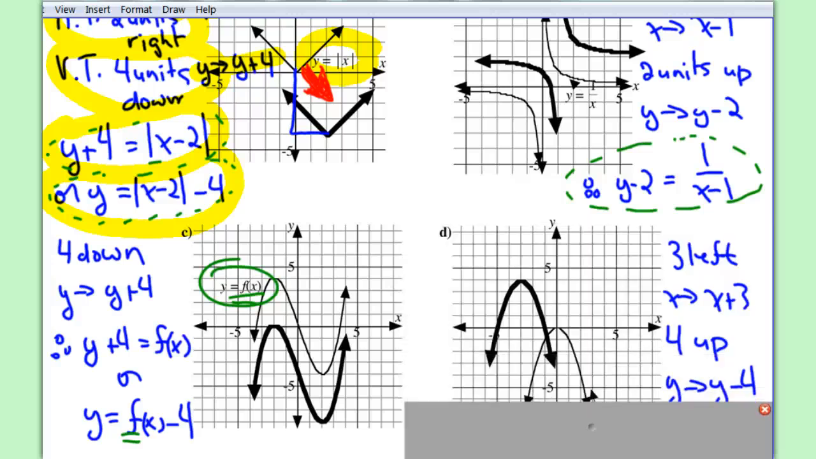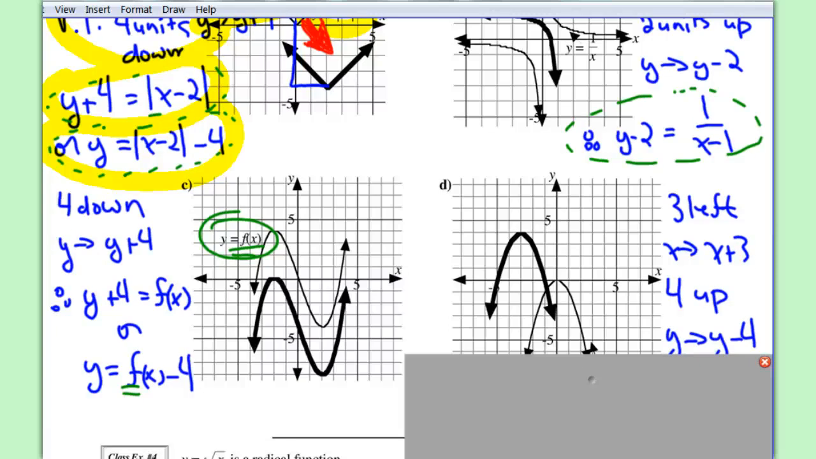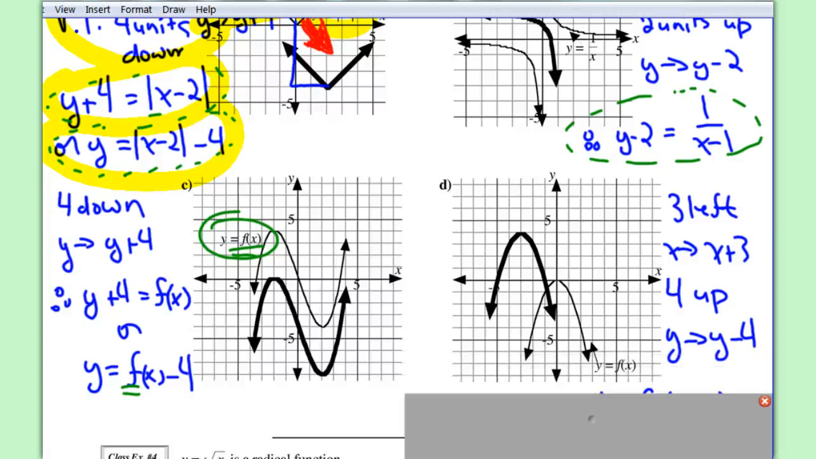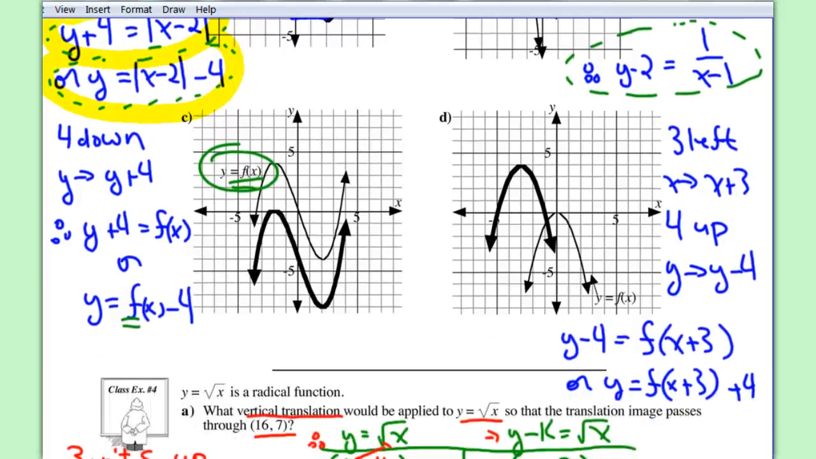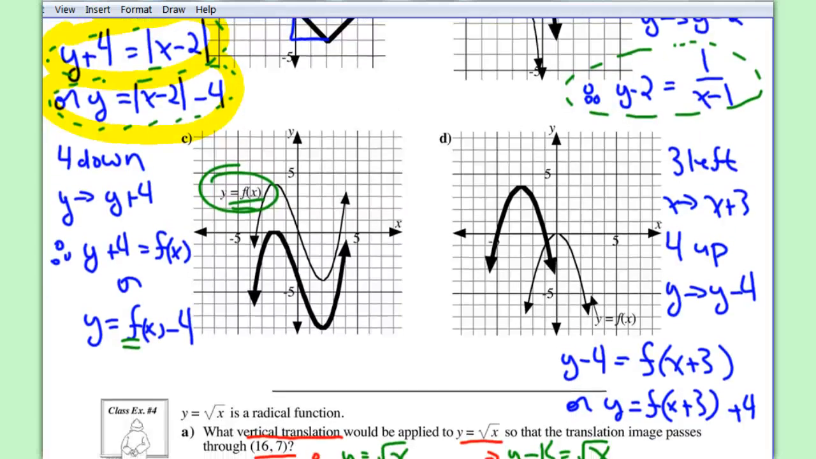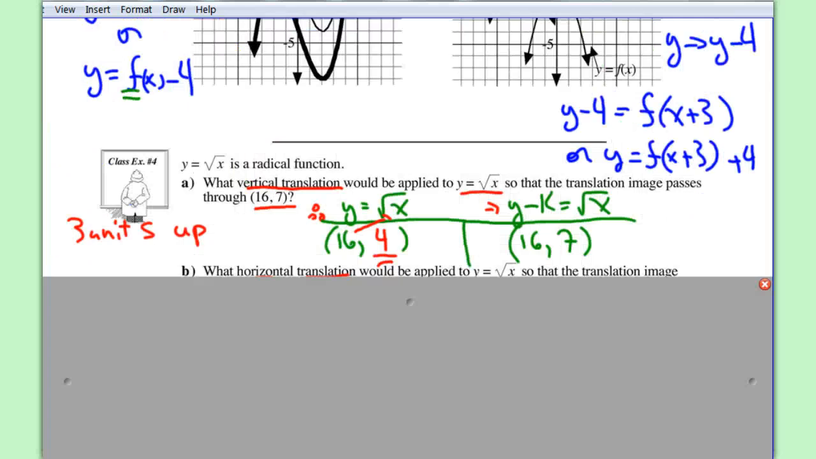And lastly, we've got a parabola, and we know that this thing was moved 3 left and 4 up. So there's my replacements, x with x plus 3 and y with y minus 4. We put that into our equation and we end up with y minus 4 equals f of x plus 3. All right? Pause and complete 4. Oh, I hope you struggled a little bit through this.